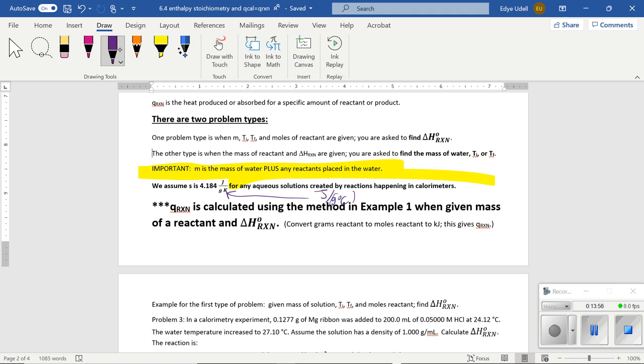Okay. So we're going to make this assumption. For all problems in the class, anytime we have a calorimeter, we're going to assume this is the heat capacity, the specific heat capacity for the solution in the calorimeter.